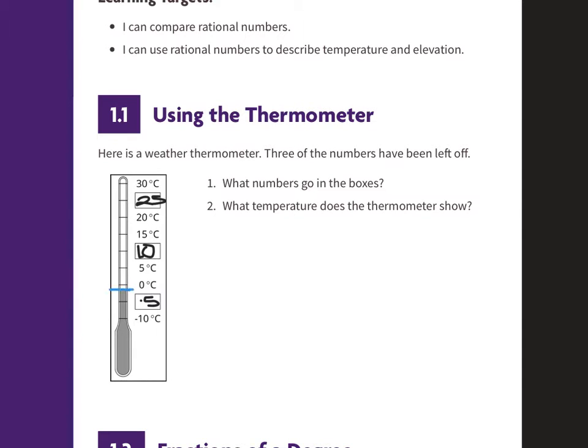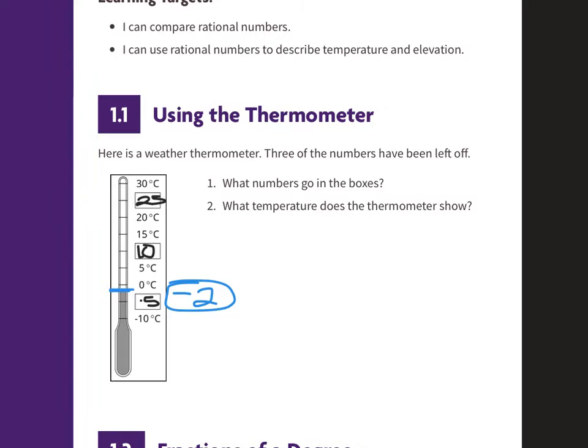What temperature does the thermometer show? The thermometer's right there, okay? And it's a little bit below 0, so it's between 0 and negative 5. I'd say it's a little closer to 0. So I would say negative 2 is a little closer to 0, okay? Just as long as you're in the ballpark, that's what matters.